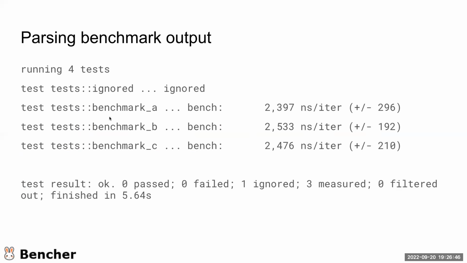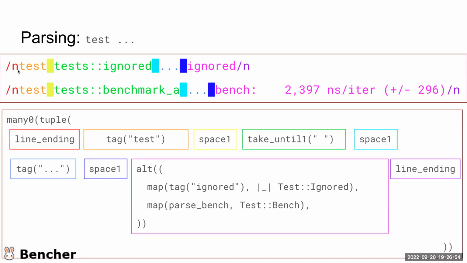Now that we're done with that, we get into something a little more complicated. We have a bit more variety with the actual test being run. This whole thing can happen 0 to many times, so that's the many0 here. And then there's also a tuple, which is just the way in nom of grouping all of these things, which should be pretty familiar as Rust developers.